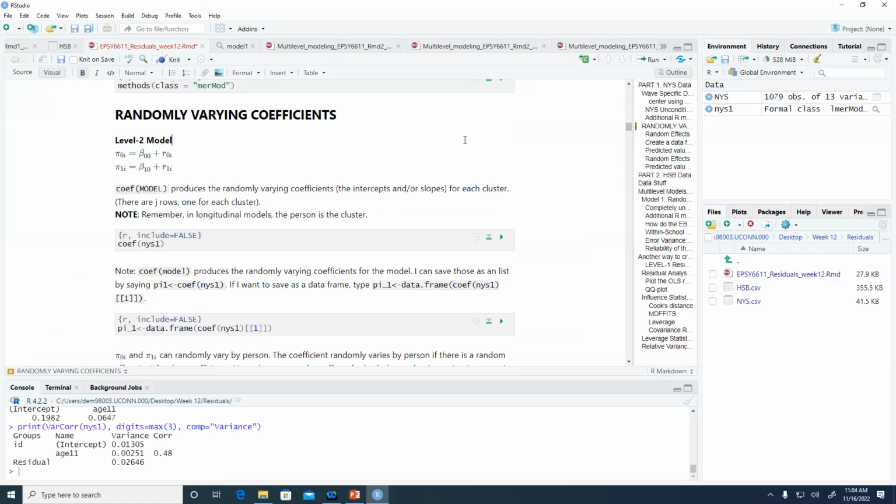This should all be review. I'm sure you're all with me. So we've got a slope for person i, and that's a function of the expected slope, the model overall slope, beta 1 naught, which is a fixed effect, plus the random slope.